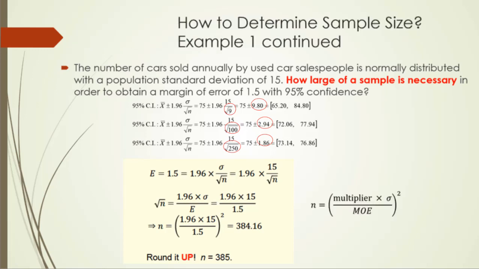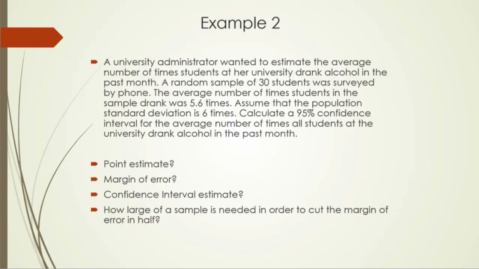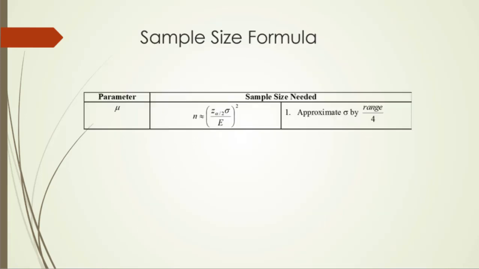I have also summarized the formula for sample size problems here. Sample size is the square of the z-multiplier multiplied by population standard deviation divided by desired MOE. This example is fairly similar to the one we just discussed earlier on. The answers to this example can be found on our course page. Again, I have summarized the formula for sample size problems here.